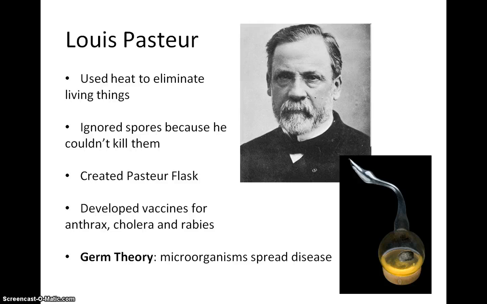He also created something called the Pasteur flask. It's a swan neck flask like this, and just the shape and the angle of the flask helped to prevent the bacteria from contaminating whatever was in your flask. Some other major discoveries, and I'll talk about some of them later too, is he developed vaccines for anthrax, cholera, and rabies, and he was the first person to suggest germ theory, that microorganisms were actually spreading disease.